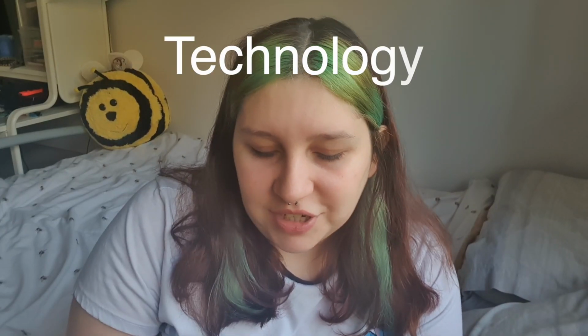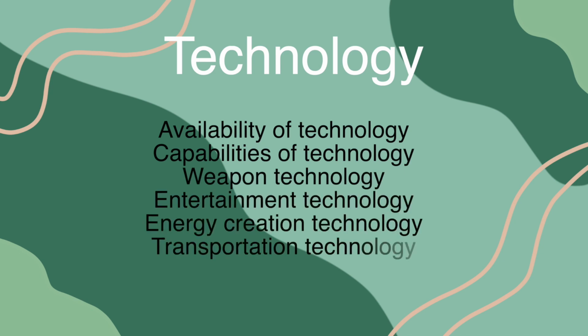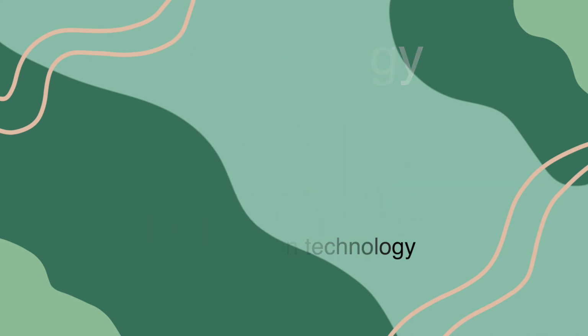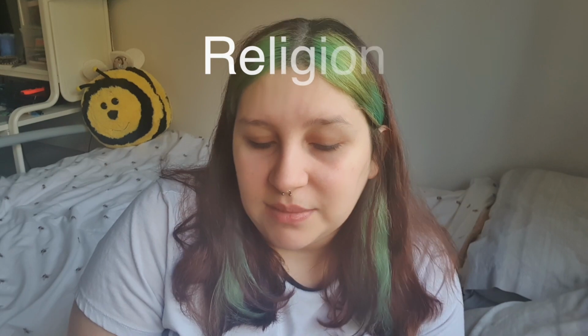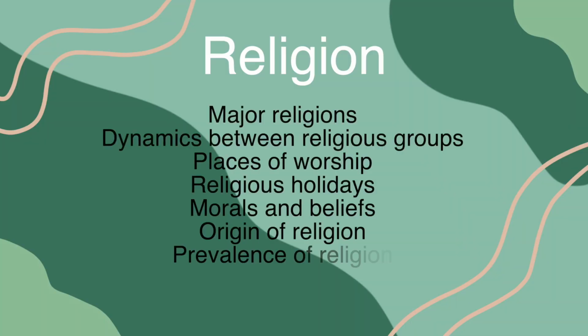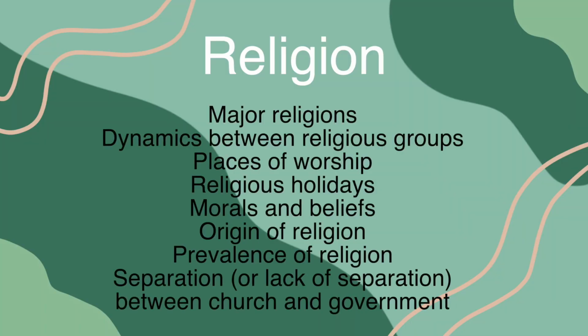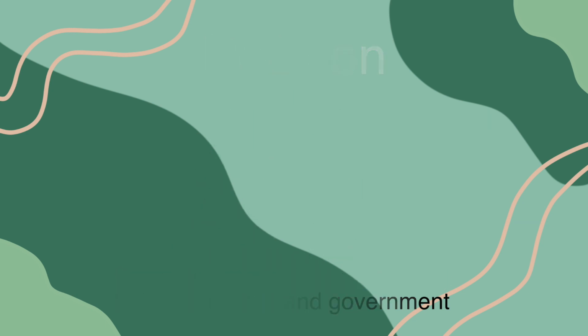Then we have technology: availability of technology, capabilities of technology, weapon technology, entertainment technology, energy creation technology, and transportation technology. Now we have religion: major religions, dynamics between religious groups, places of worship, religious holidays, morals and beliefs, origin of religion, prevalence of religion, and separation or lack of separation between church and government.